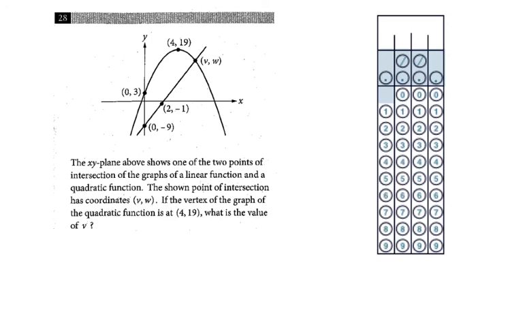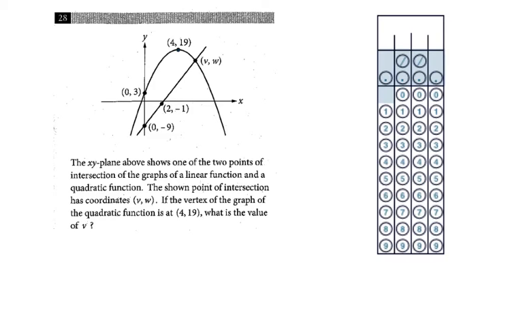Then I have one here. This is a harder one. So this has got a graph already. And then it says, what is the value of v if the vertex of the graph is (4, 19), right? So let's see, and it starts at (0, 3).